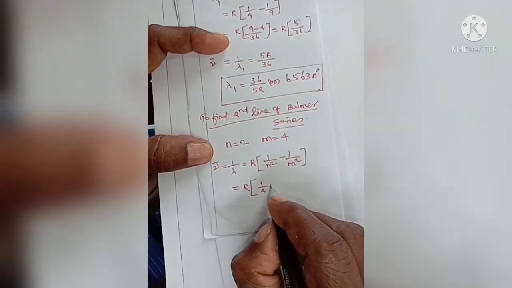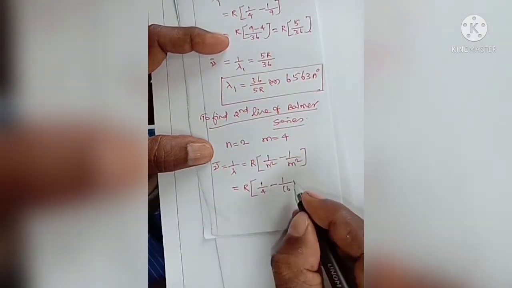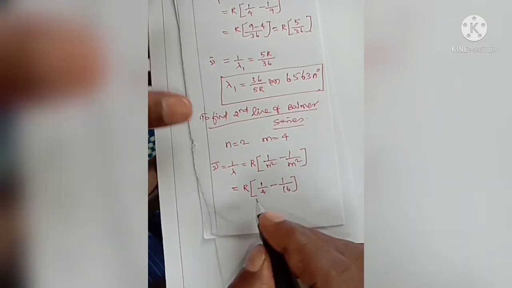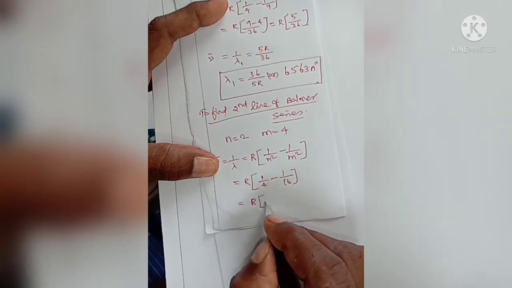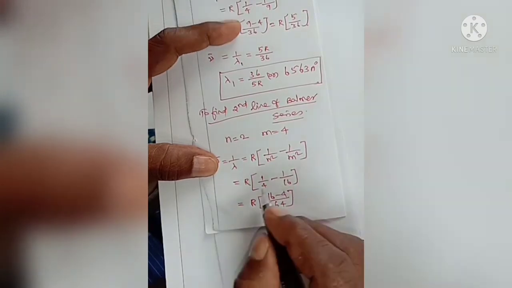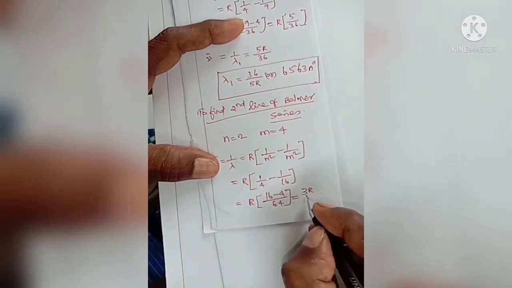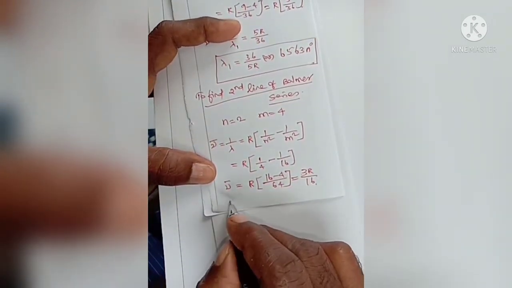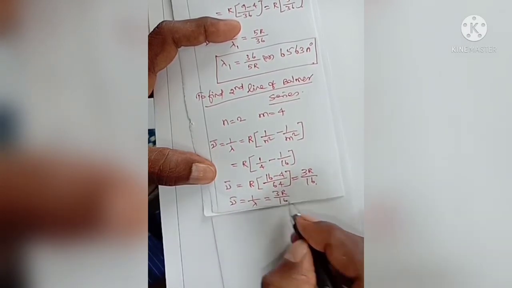So R into 1 divided by 2 square, which is 4, minus 1 divided by 4 square, which is 16. Simplify this answer: R into (16 minus 4) divided by 64. Take the LCM and simplify, and finally the answer is 3R divided by 16. So this is the wave number. The wave number, the reciprocal of wavelength, is equal to 3R by 16.